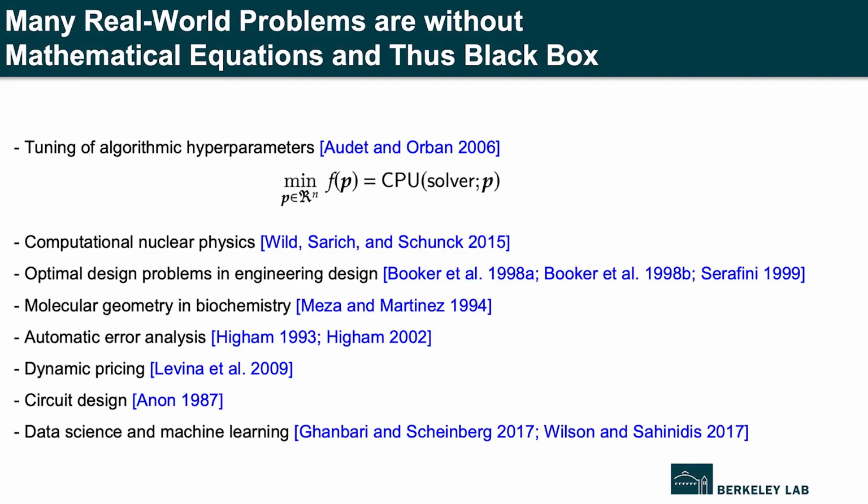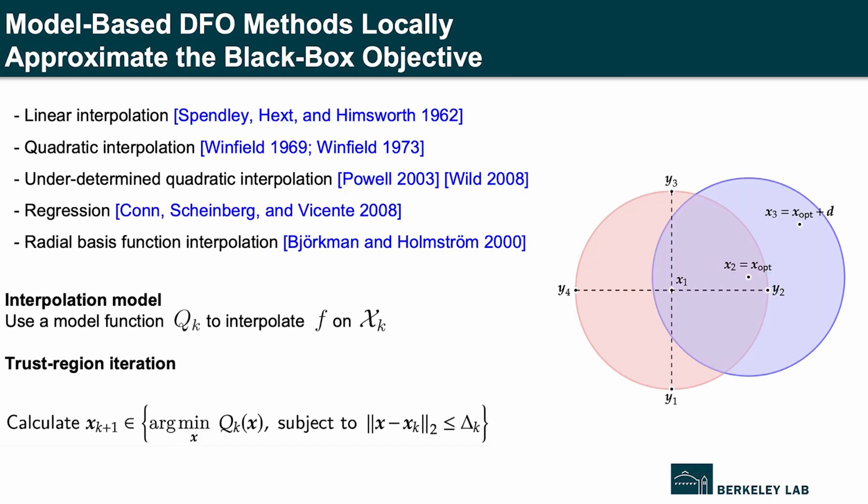Okay, so here are some other real-world problems as examples, including the tuning of hyperparameters and some optimal design problems in engineering design, and also some dynamic pricing and other problems. So basically, you will find that many real-world problems are without mathematical equations, and thus they are black box problems.